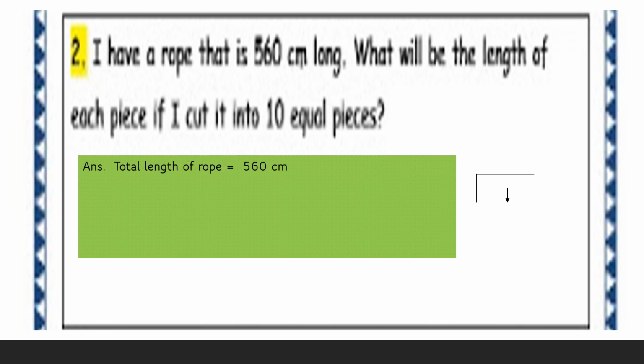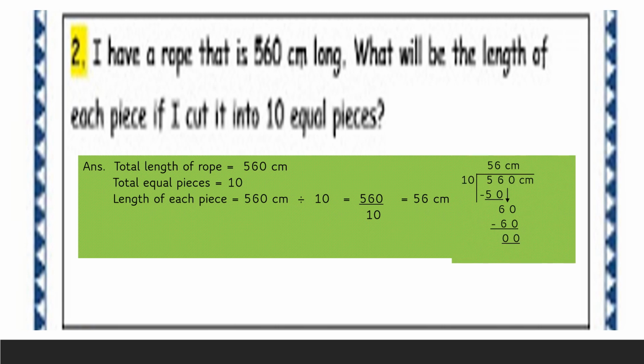So you will write total length of the rope 560 centimeter. Total number of pieces are 10 here. Then the length of each piece you will divide it. 560 centimeter divided by 10. Now answer is 56 centimeter. As number of 0 in the denominator is 1, that 0 will be cut down by the numerator also, because 1 0 is there in the numerator also. In this way also you can do, or by the long division method also you can do.